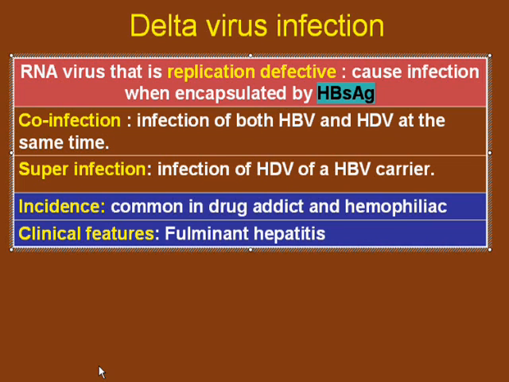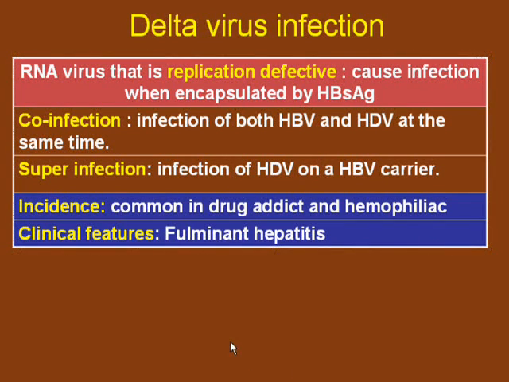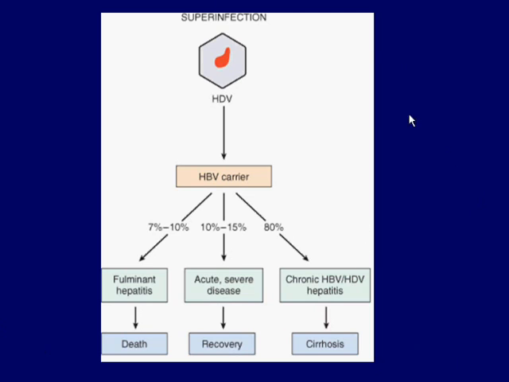So here there is another flow chart. You can see the hepatitis D virus infection which is infecting a carrier, and they can produce a fulminant hepatitis, and this is what I am interested about. Of course, in 80% of cases you see here, they can produce a chronic hepatitis and cirrhosis, but this is what I am interested in. So let us discuss a question.